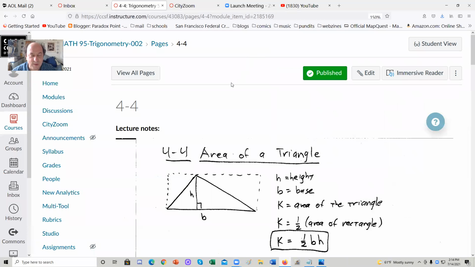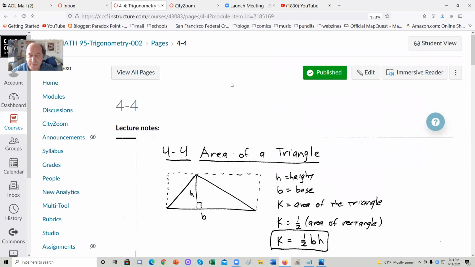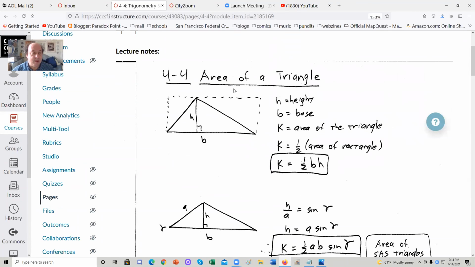All right, for today, we'll be discussing the area of a triangle. Three formulas. One easy, one fairly obvious, the other not at all trivial, but very useful.